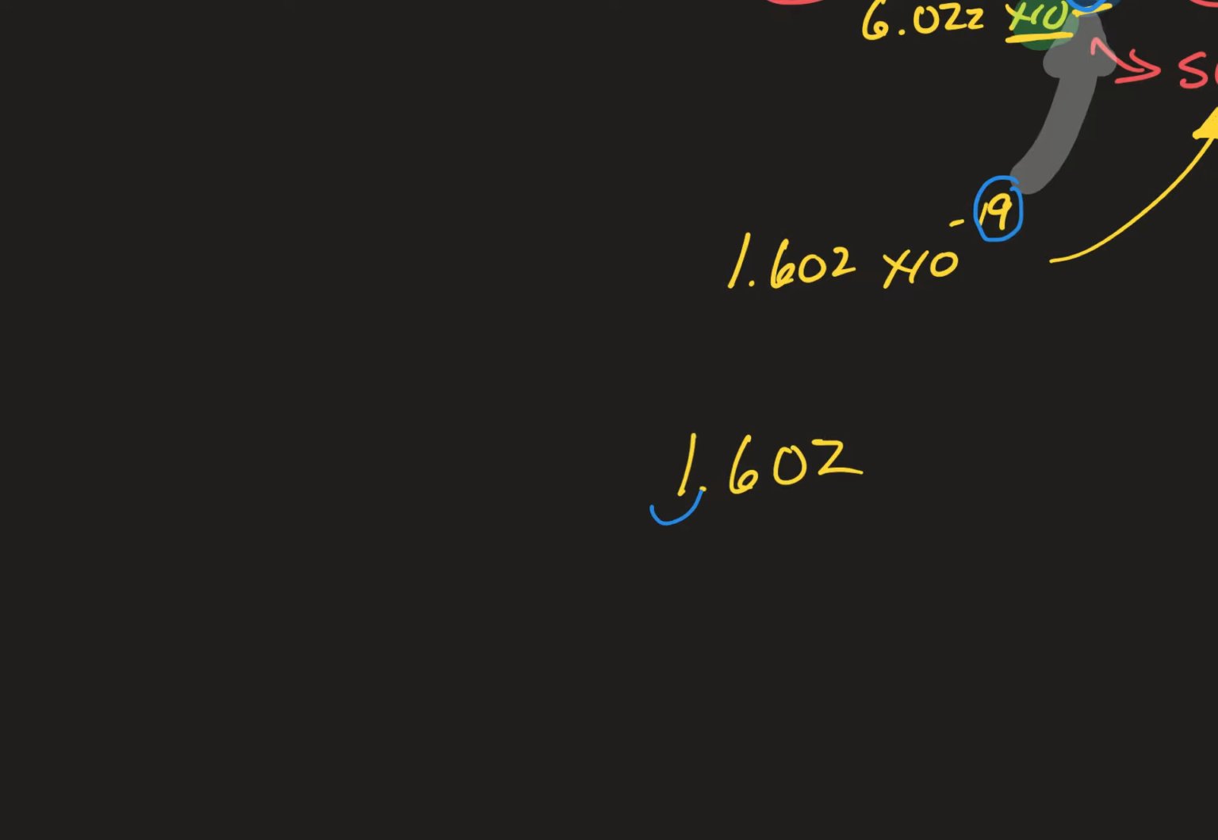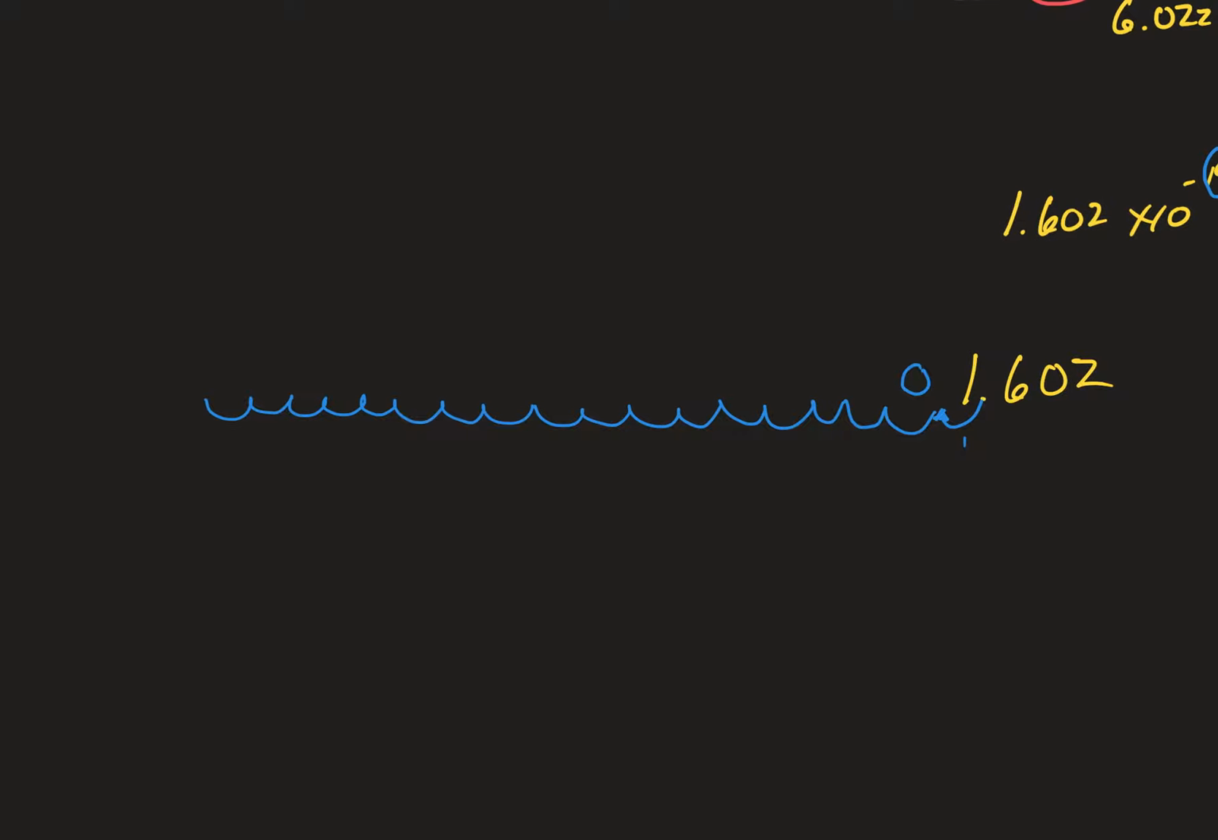Now, if we move it once, we would have the decimal right there, and that would be 0.1602. But we're going to do this another 18 times. So we need to create all of these zeros. So we moved it once there. Now 2, 3, 4, 5, 6, 7, 8, 9, 10, 11, 12, 13, 14, 15, 16, 17, 18. All right, let me make sure I have this correct here.